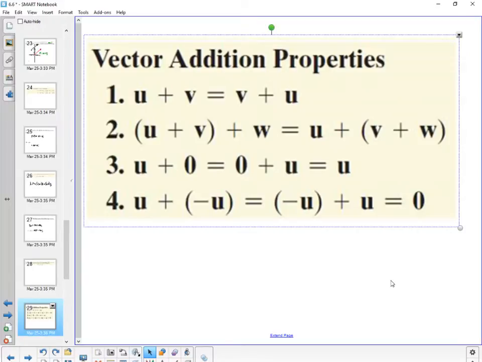No, that's saying you got 0 u's. Common sense. So I took u and I added 0 to it, right? Did it change?